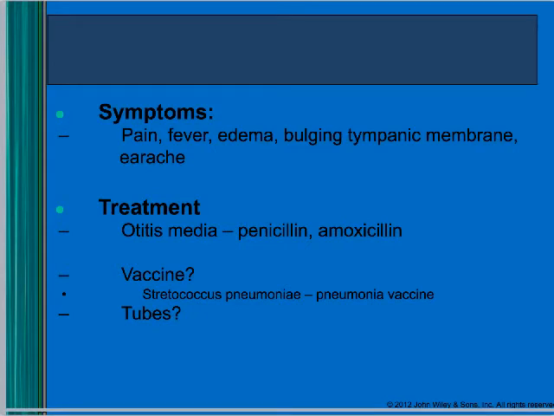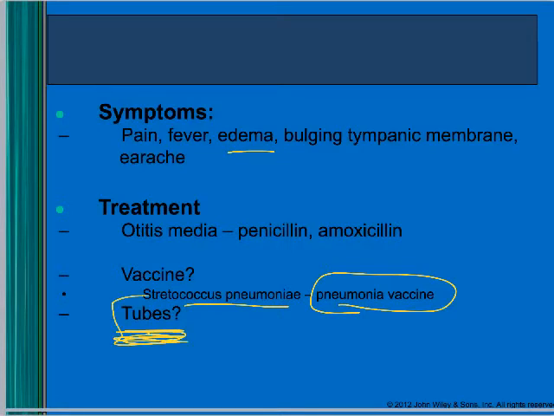Okay, so symptoms: pain, fever, edema in the ear, the tympanic membrane, the eardrum, starts to bulge, so earache. And then the treatment is usually penicillin, some sort of cillin. If it's caused by Strep pneumoniae, the pneumonia vaccine can work for it, but they don't really give the pneumonia vaccine to kids. That's usually for elderly or people that have lung issues, like somebody maybe with cystic fibrosis. Another treatment is to put tubes in the ear.